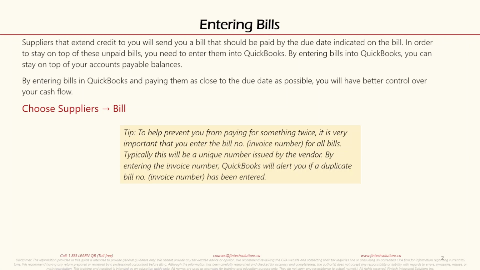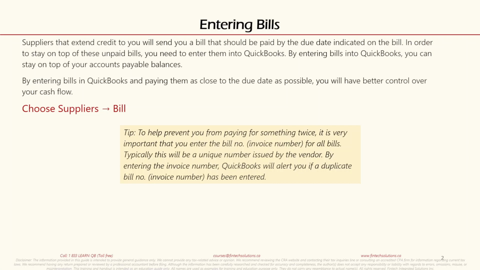All right, how do we enter that? Well, you go to suppliers within QuickBooks Online, and in that you will see there is a bill. You pick that template and you record the transaction, which I'm going to show you momentarily live how to do that. All right, before we do that, let's look at this tip to help prevent you from paying for something twice.